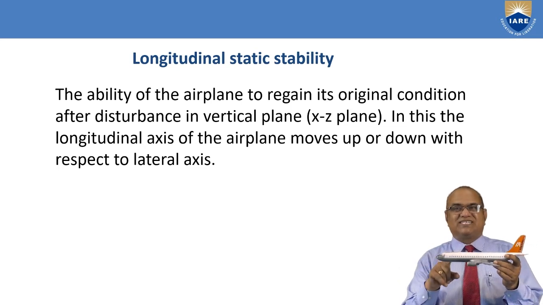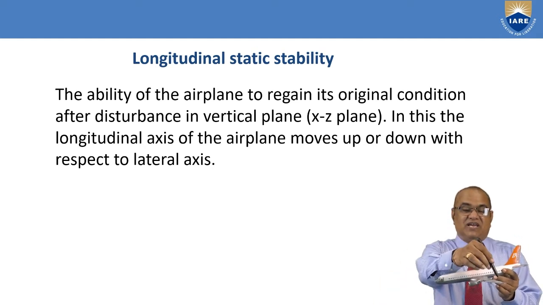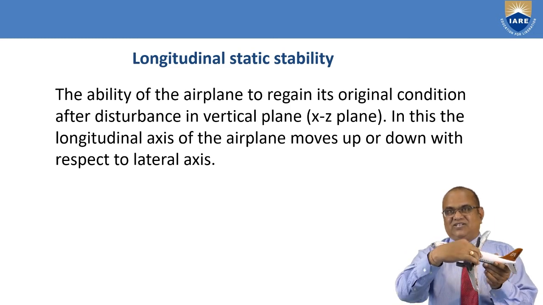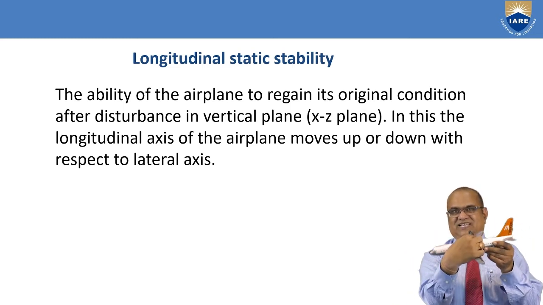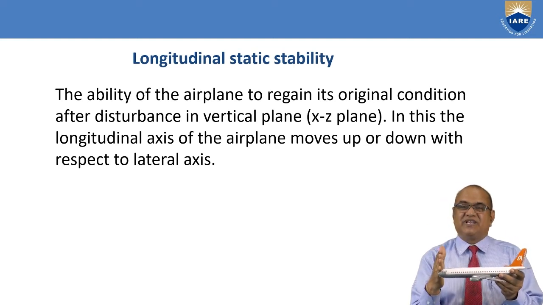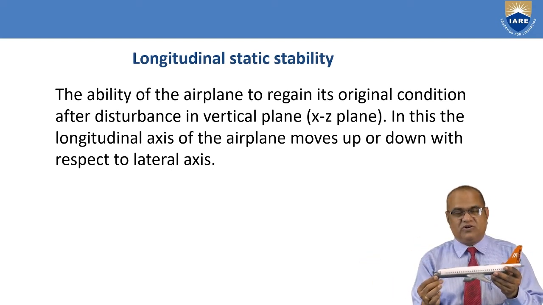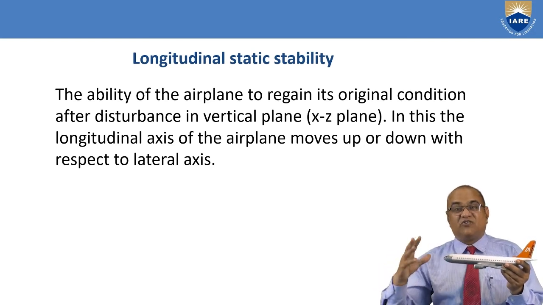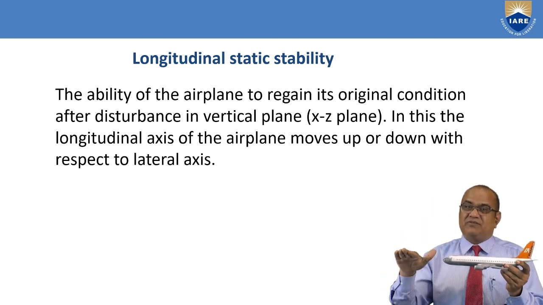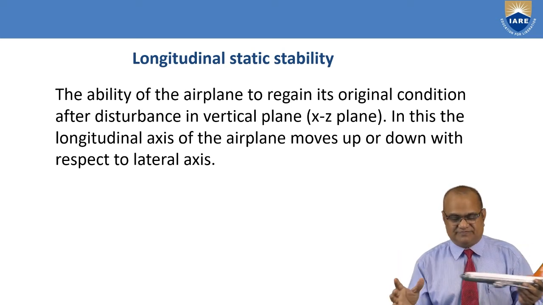In this, the longitudinal axis of the airplane moves up or down with respect to the lateral axis. This is happening with respect to the lateral axis, which remains constant, and the aircraft moves like this. That is called longitudinal static stability, and this motion is called pitching. In pitching, if it is disturbed, the nose will go up and down, and after removal of the external forces which disturbed it, the tendency of the aircraft is to come back to its equilibrium or original initial condition. Then we can say that the aircraft is longitudinally statically stable.